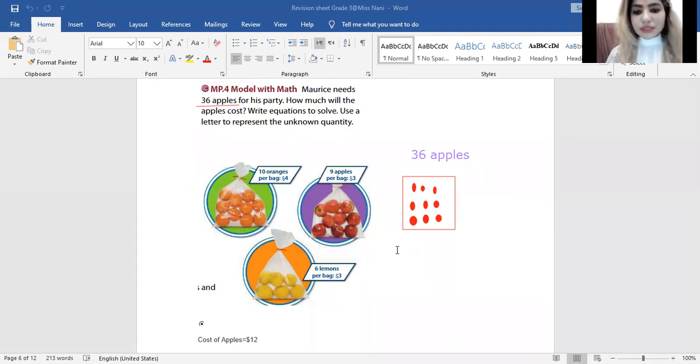So 36 divided by 9 equals what? Think, think. 4. Excellent. So 36 divided by 9 equals 4. So how many bags do I need? I need 4 bags. How much is every bag? Every bag is $3. So my answer will be 4 bags times $3. The cost equals $12. So my answer here is $12.